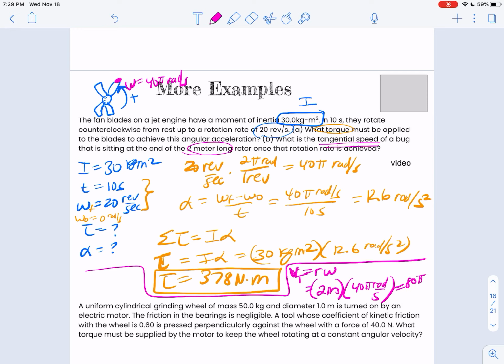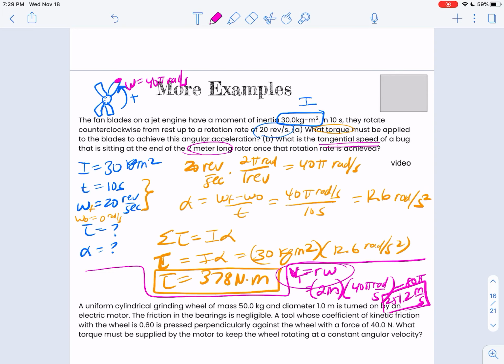So 80 pi, or if you want to be really happy about having an actual number, running out of space, but fine, 251.2 meters per second at that point. So that's how you get to that.